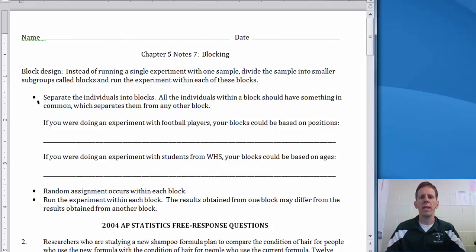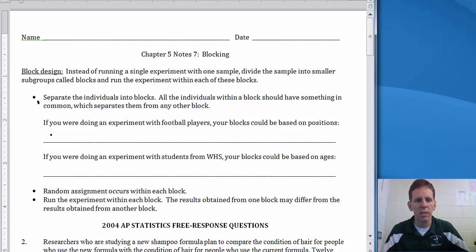The first thing we do is we take our sample and we separate the individuals in our sample into blocks. What are blocks? Well, all individuals within a block should have something in common which separates them from any other block. If you're doing an experiment with football players, for example, your blocks could be based on positions.